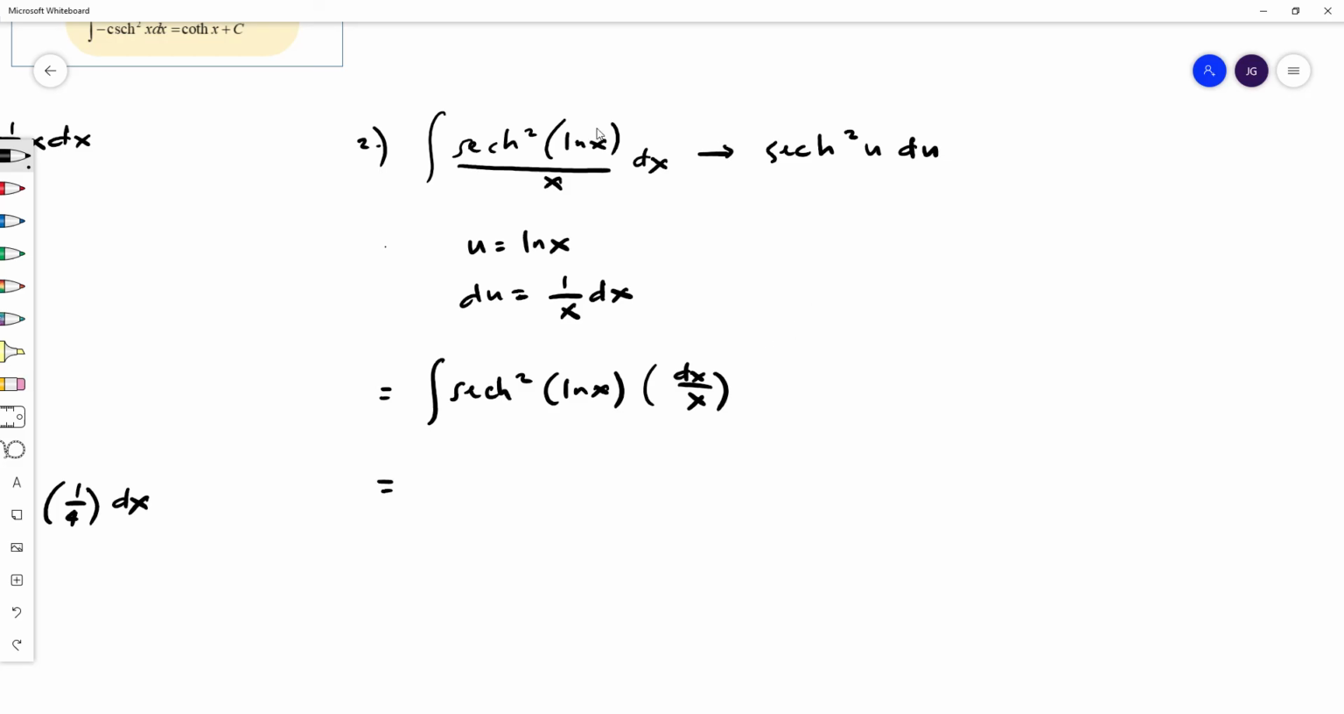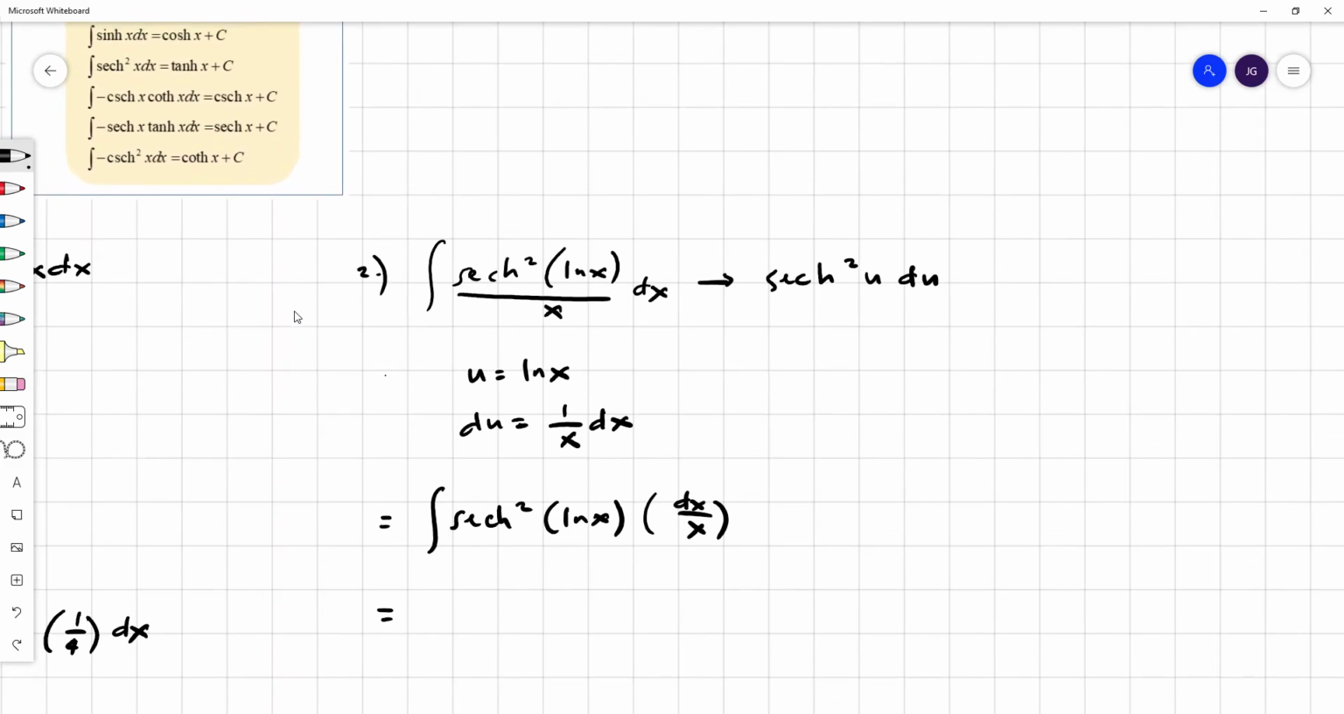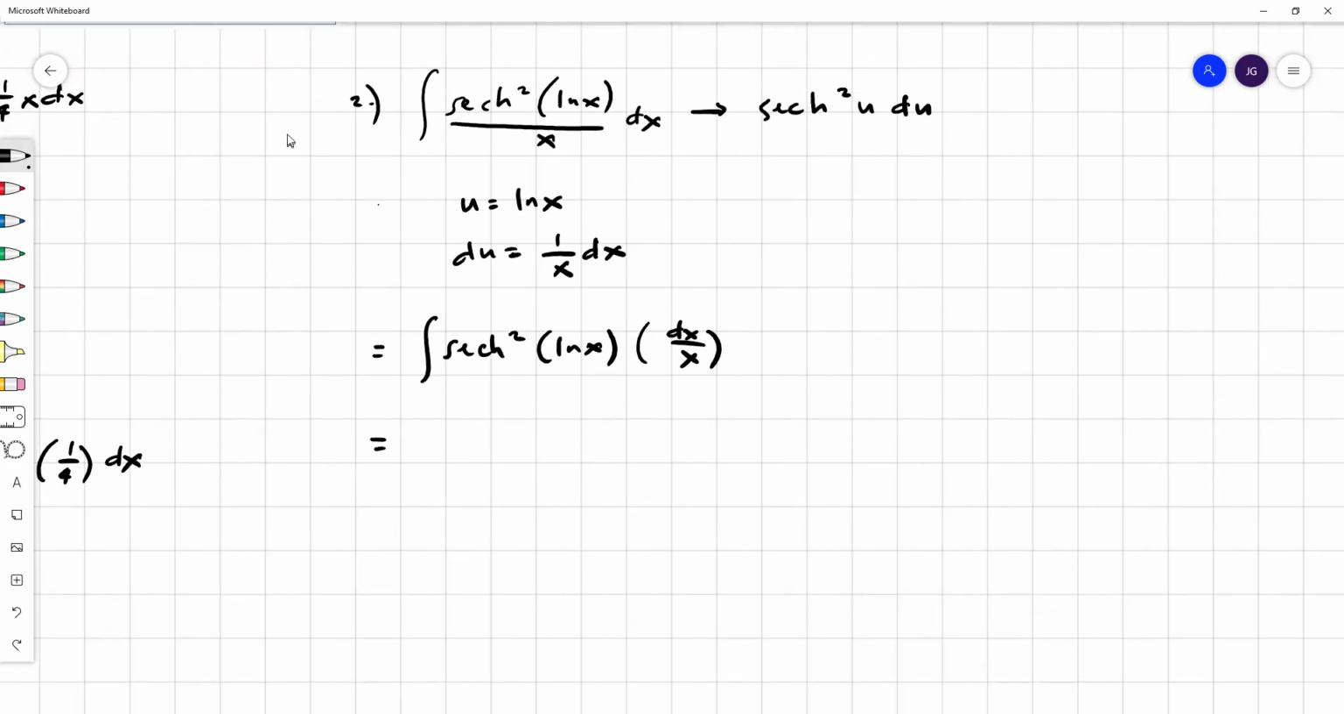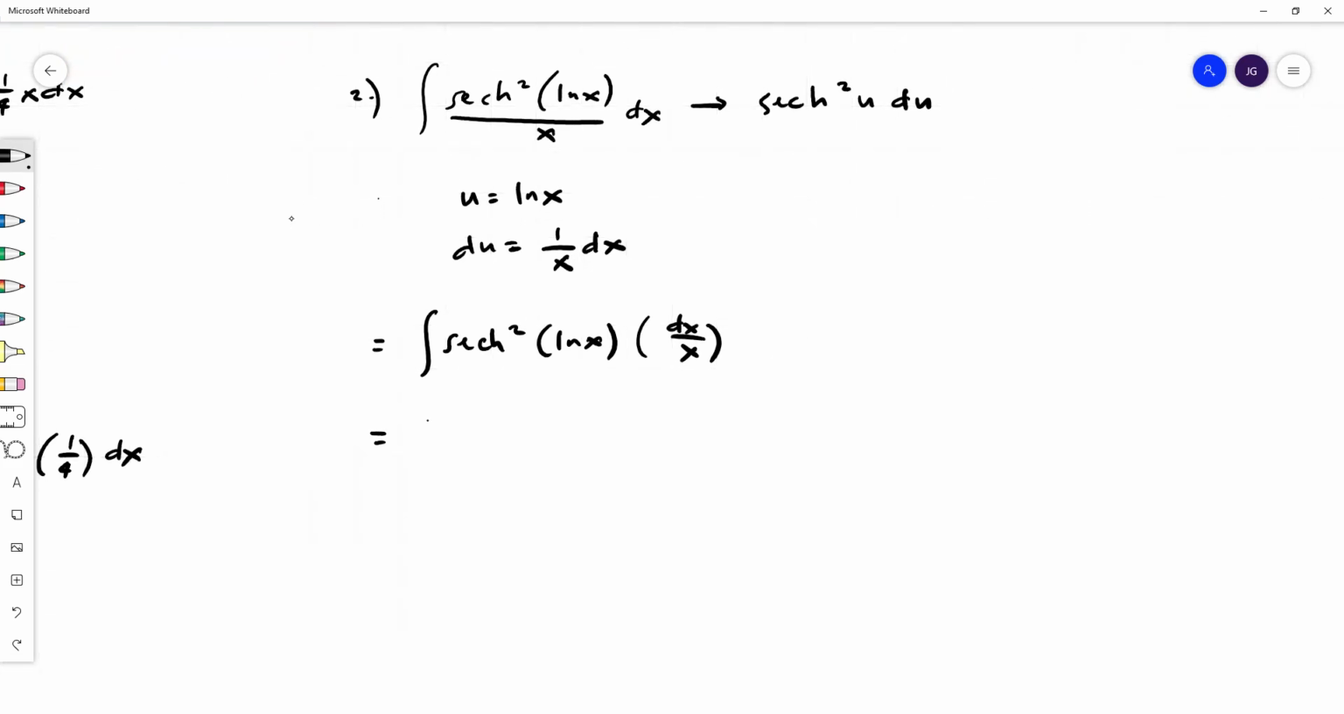And for this one, we just need to get its equivalent answer, which is tanh u, that is tanh ln x, then plus c.